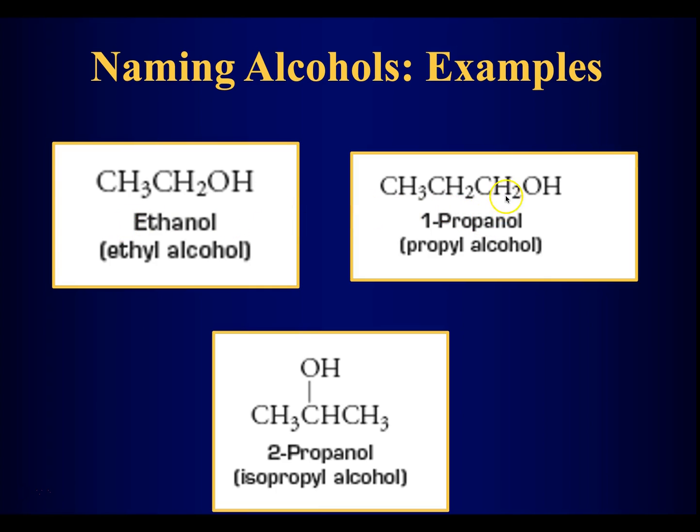However, for propanol, there are 2 different types of carbons I can put it on. I could put it on an end carbon or the middle. So I do need to specify where that alcohol is. I put the number 1 out front since it's attached to the first carbon. I drop the E and add an OL, so it becomes 1-propanol. However, if I put that OH group on the second carbon instead, it is now 2-propanol, which is what we call isopropyl alcohol. So it's like having an isopropyl group hanging off of that alcohol. Like you said before, that is our rubbing alcohol.